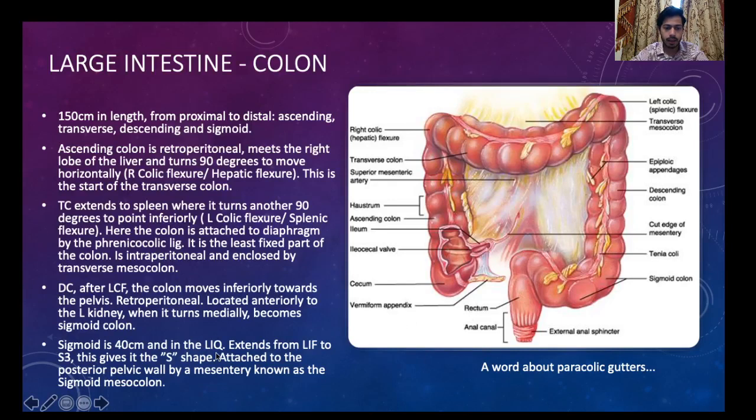Something that helped me remember sigmoid is that it extends from the left iliac fossa, so left iliac fossa here, all the way back to S3. This gives it its S shape, S for sigmoid, so an easy way of remembering it and its pathway. It is attached once again to the posterior pelvic wall and the mesentery by the sigmoid mesocolon. You can't see it very well in this image, but the sigmoid mesocolon is here, and part of the peritoneum will also cover the superior anterior aspects of the rectum, which we're now going to talk about.